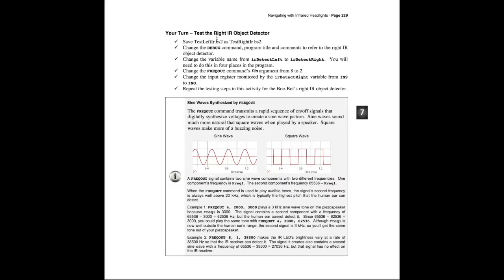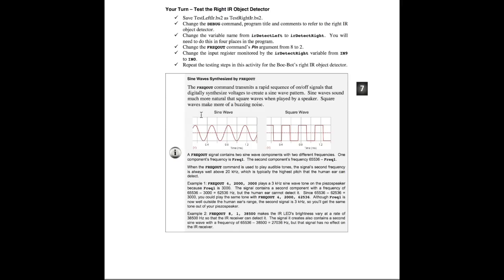All right, your turn. Test the right IR object detector. Okay, so basically we did the left one, so just do the right one, right? So it should just be changing, it looks like, pin 8 to pin 2, and then pin 9 to pin 0, and then rerun the program. It should look pretty much the same, except for those 2 pins have changed, and it should act the same. And it should, except for, of course, you'll do the test on the other side.